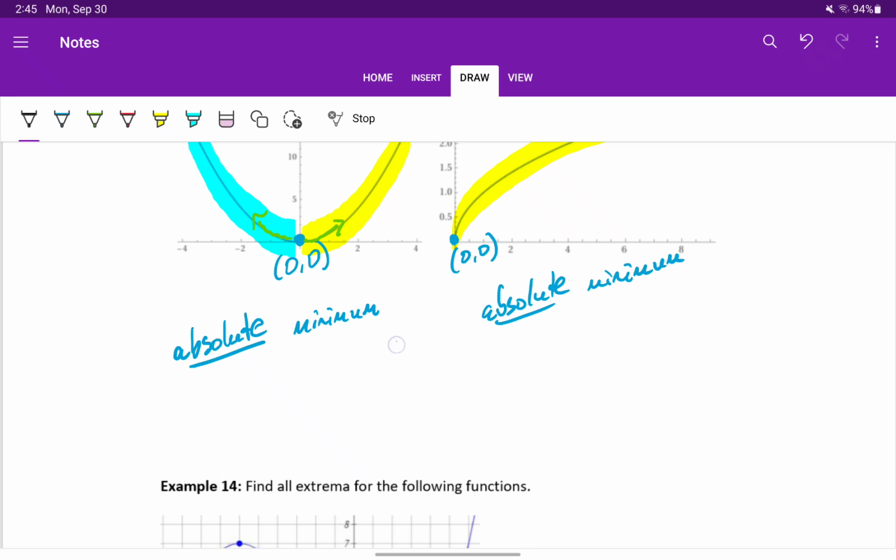An absolute maximum would look like one of those graphs just flipped. So if we had a curve like this, our function is increasing, changes to decreasing. That point at the top would be an absolute maximum, since it's the maximum value in that area, but also the maximum function value that the curve ever takes on.